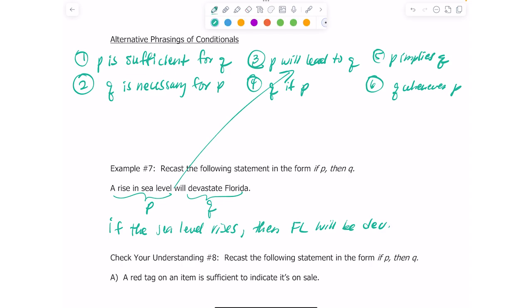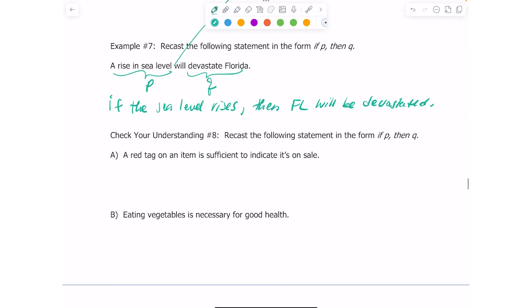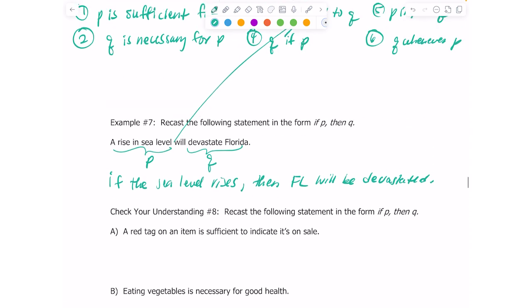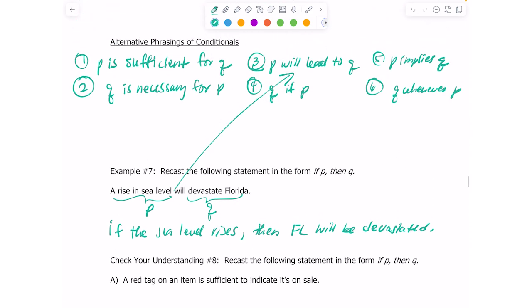Okay, and you can try the next two on your own. You're going to rewrite them using an if-then. Those two statements use the alternate phrasing of conditionals. And that's pretty much it for this section.